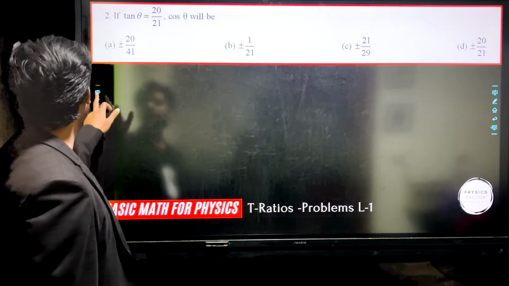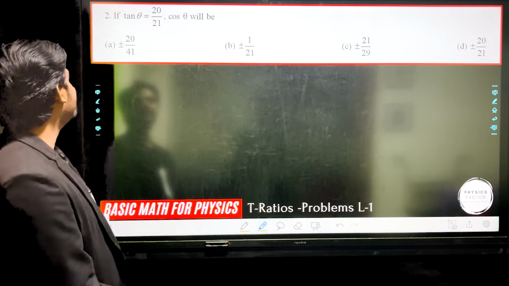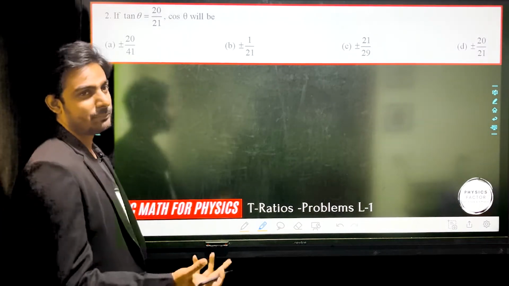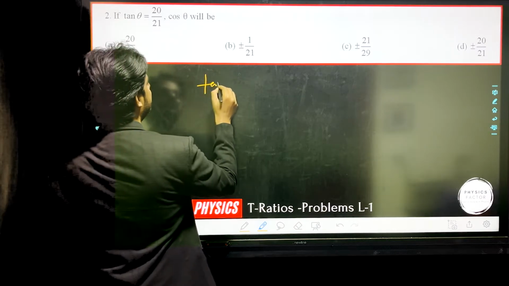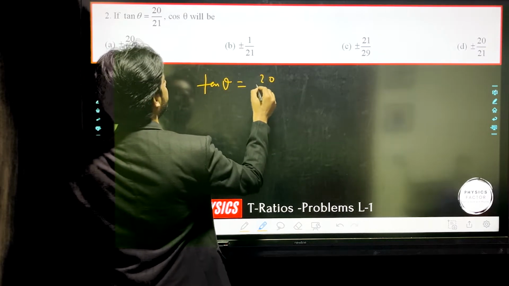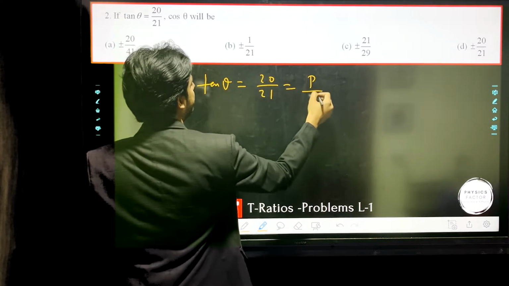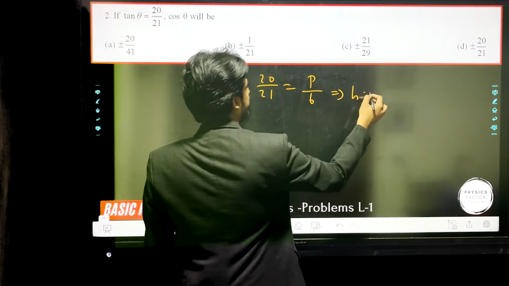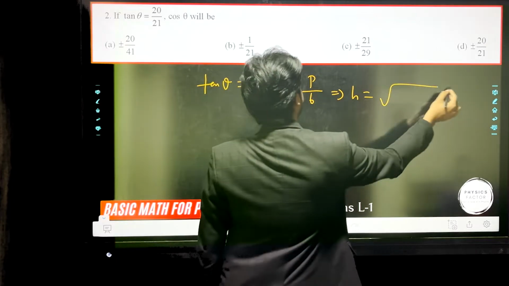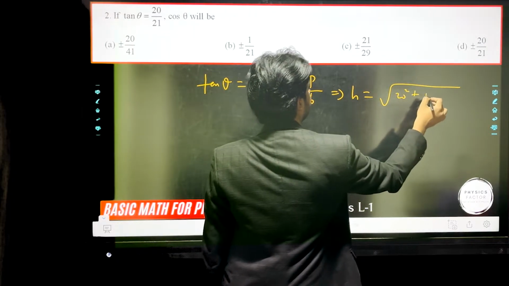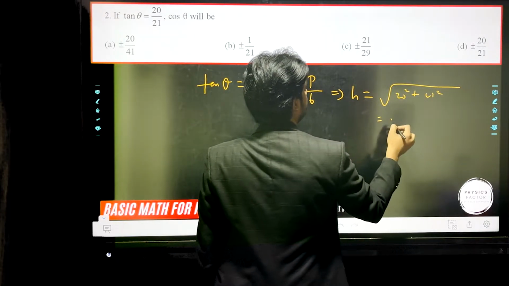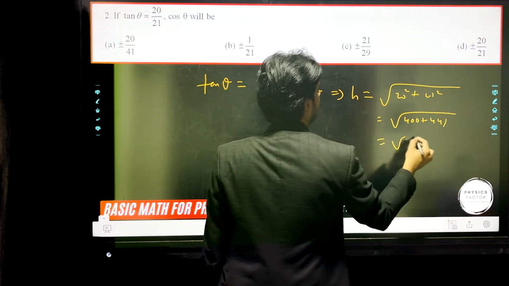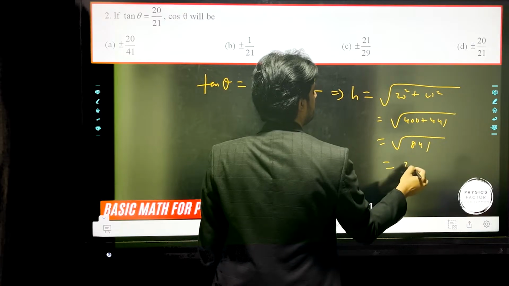So the question is, we are again given the value of tan theta, 20/21, and we have to find the value of cos theta. It's the same problem, so we'll write in a similar manner. Tan theta is 20/21 and that is p/b. So from here we can calculate the hypotenuse. Hypotenuse is square root of 20 square plus 21 square. So root of 400 plus 441, so √841, which is 29.